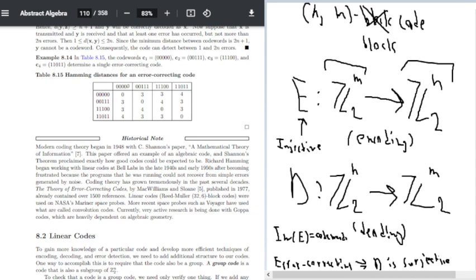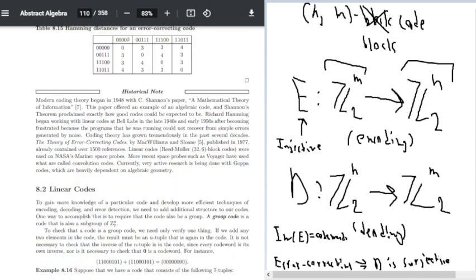Historical note. Modern coding theory began in 1948 with Claude Shannon's paper, A Mathematical Theory of Communication. This paper offered an example of an algebraic code, and Shannon's theorem proclaimed exactly how good codes could expect to be. Richard Hamming began working with linear codes at Bell Labs in the late 1940s and early 1950s after becoming frustrated because the programs that he was running could not recover from simple errors generated by noise.